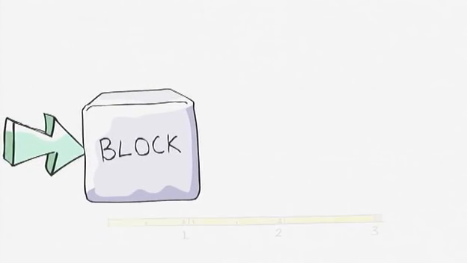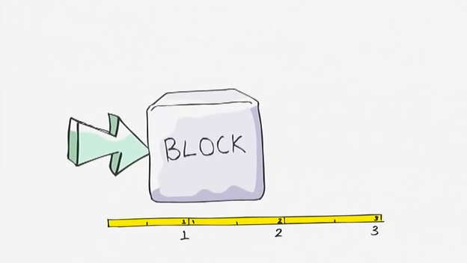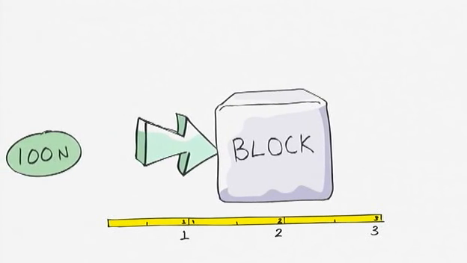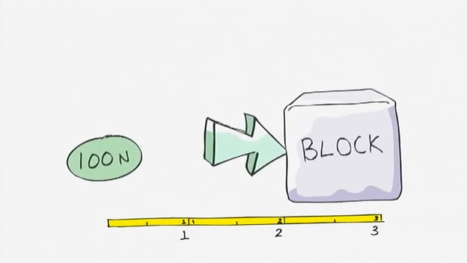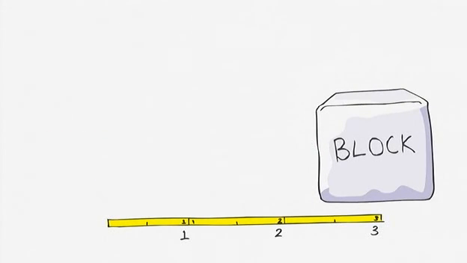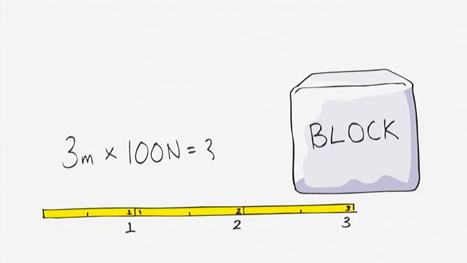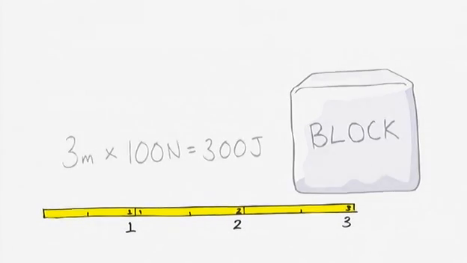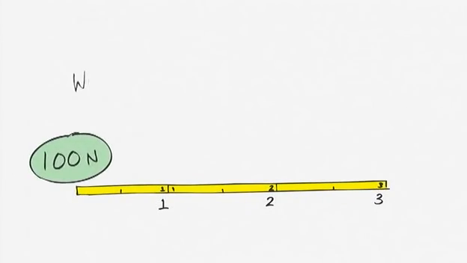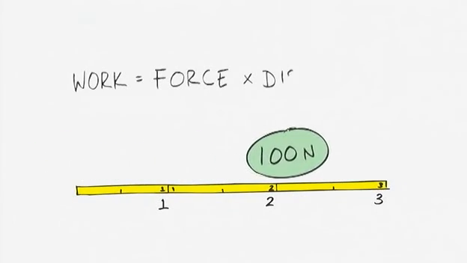Here's a block. I push it in this direction for 3 metres. I'm using a force of 100 newtons, as you can see, and I've travelled 3 metres. All we need to do is multiply the distance by the force. So 3 metres times 100 newtons equals 300 joules of work. When you move a force over a distance, then you have done work.